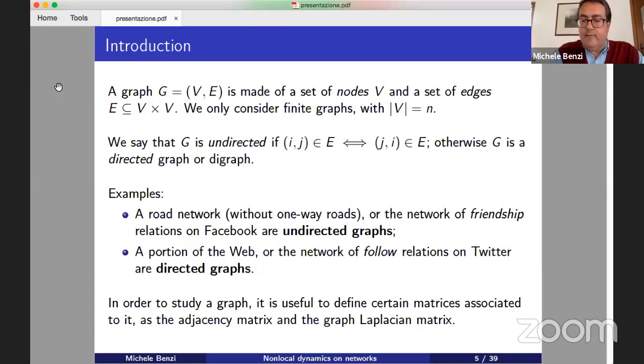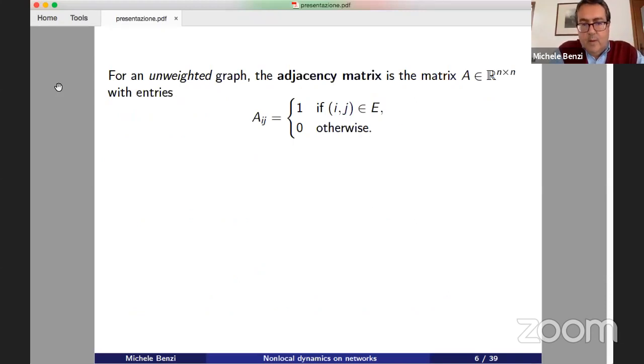A great deal of information on the structure of graphs and also on the behavior of dynamic phenomena taking place on graphs and networks can be gained by looking at certain matrices associated to the graph, and in particular the adjacency matrix and the graph Laplacian. If the graph is unweighted, and in this talk I will limit myself to unweighted graphs, though a lot of what I'm going to say can be generalized to weighted graphs, the adjacency matrix is just a 0-1 matrix where we put a 1 in position ij if there is a connection from i to j, and 0 otherwise.